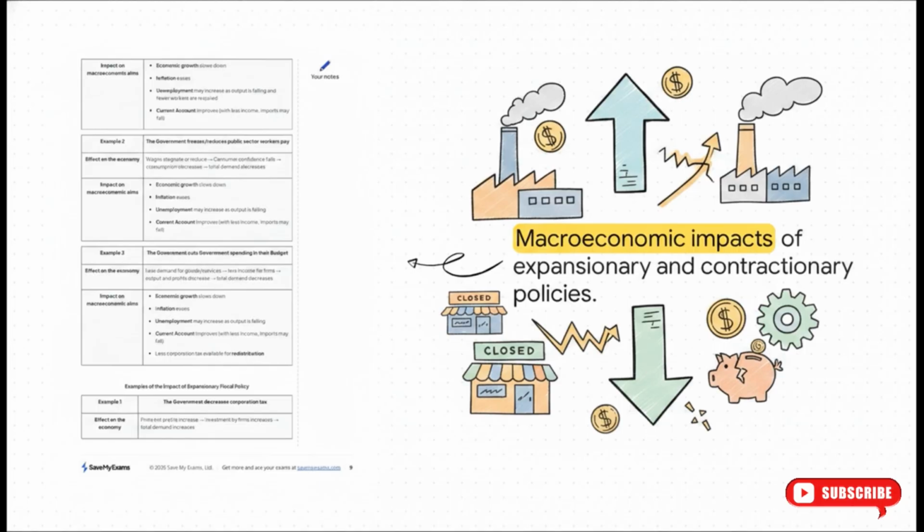Say a government rolls out an expansionary policy like cutting the corporation tax. Suddenly, firms have higher net profits. This directly incentivizes them to increase their investment, which drives up total demand across the economy. Conversely, what if the government wants to run a contractionary policy? Well, they might slash government spending in their budget. Instantly, that means less demand for goods and services from government contracts, which leads to less income for private firms, lower output, and an overall decrease in total economic demand to help cool off that inflation.